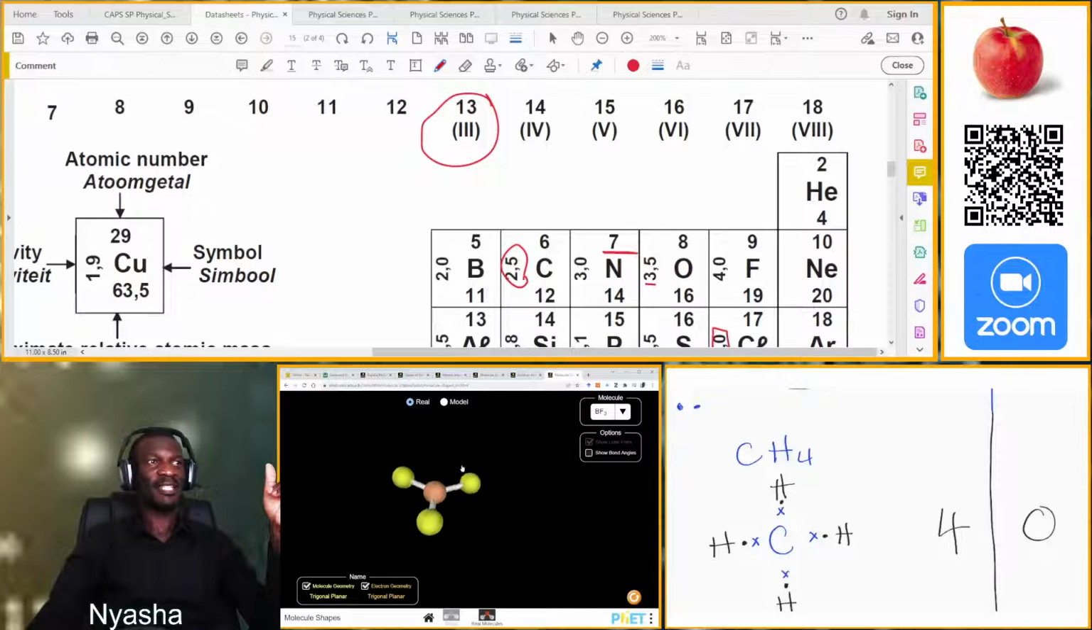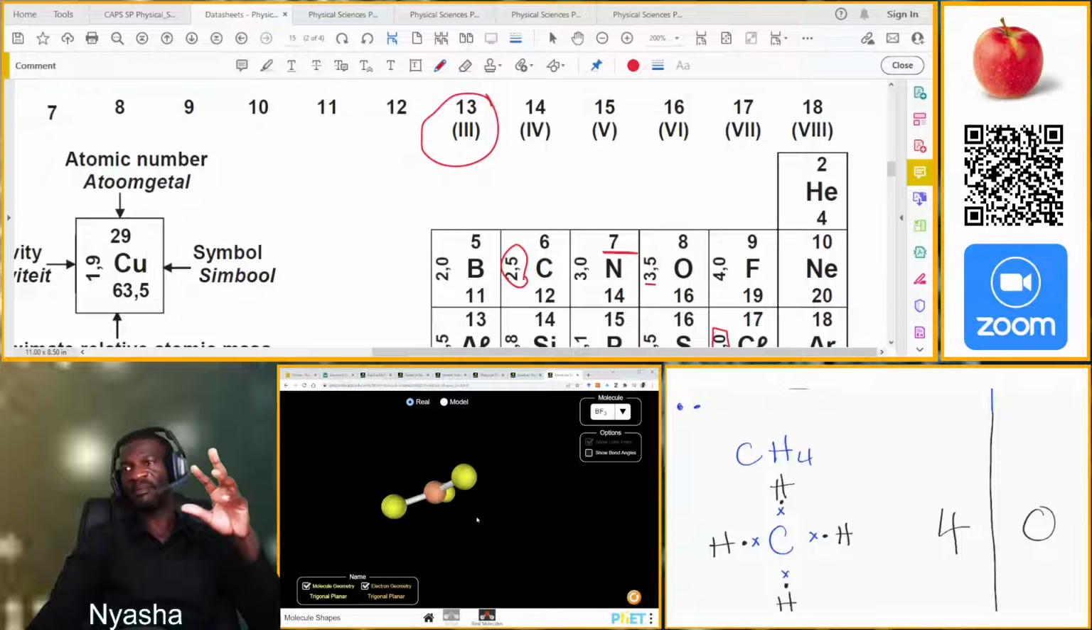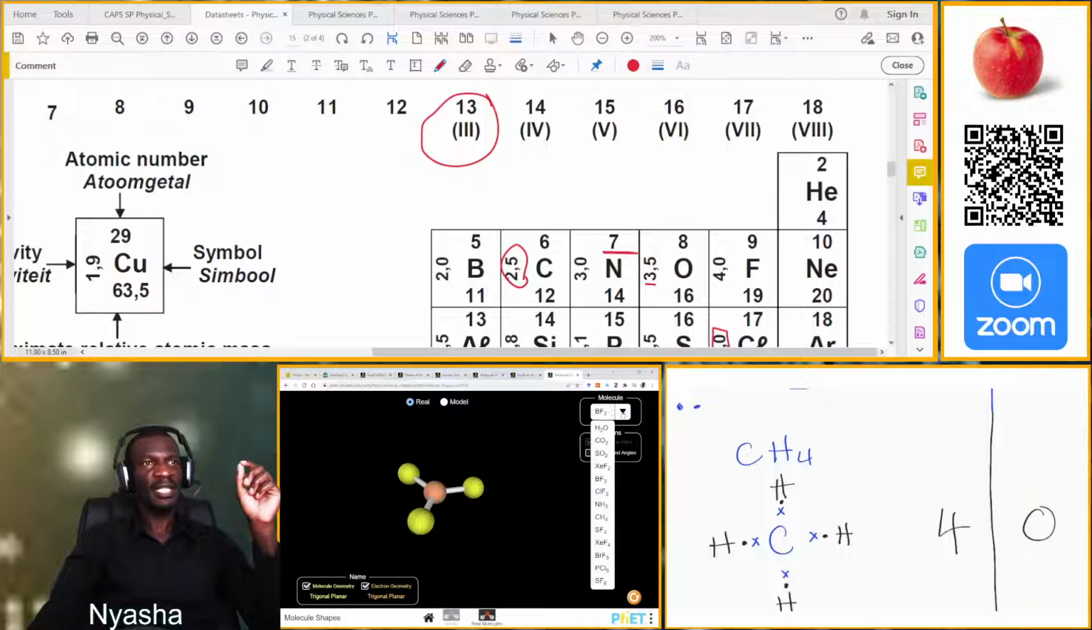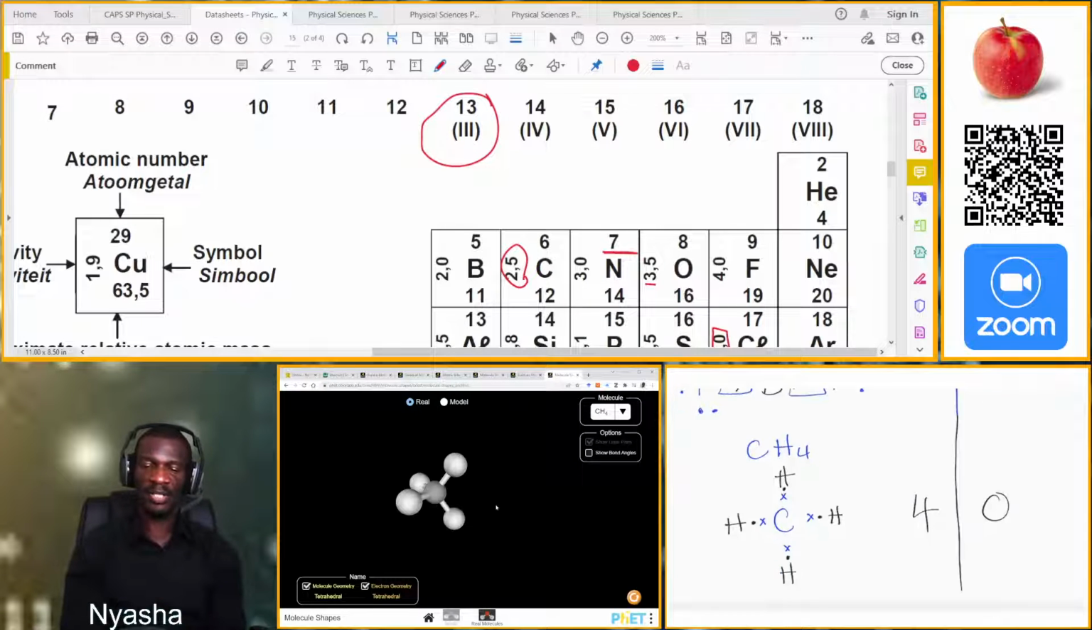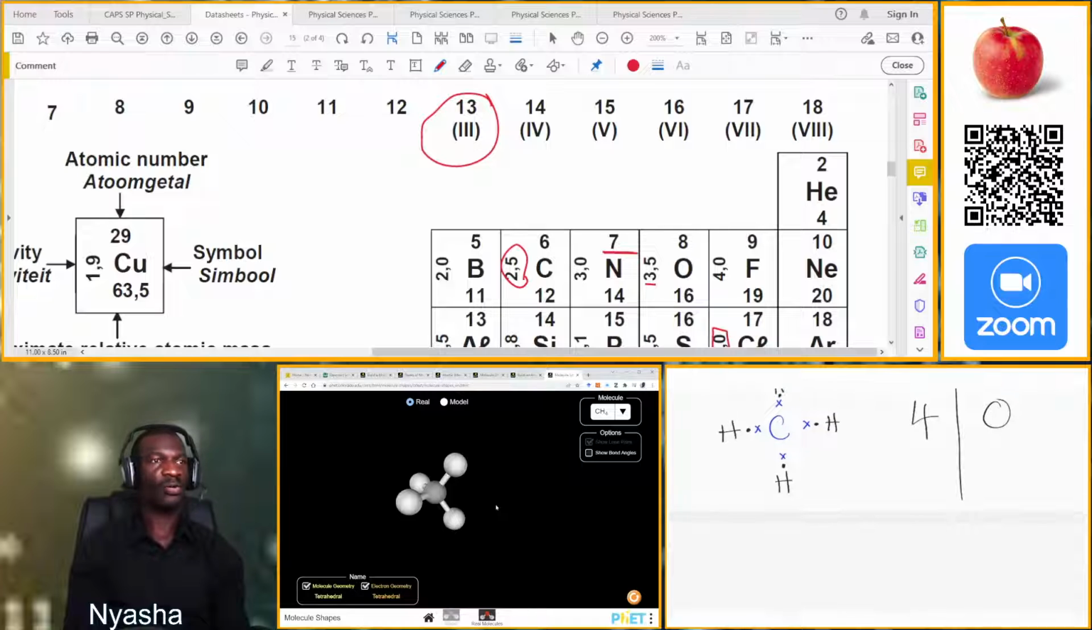So this is BF3. It only has bonding pairs. Remember, with this part of the tool, you can actually see the lone pairs as well. Here we can see only the bonding pairs. Then for CH4, we're already done with it. We said we've got 4 bonding pairs. We'll see it here, we just have 4 bonding pairs and no lone pairs. So 4 bonding pairs and 0 lone pairs.